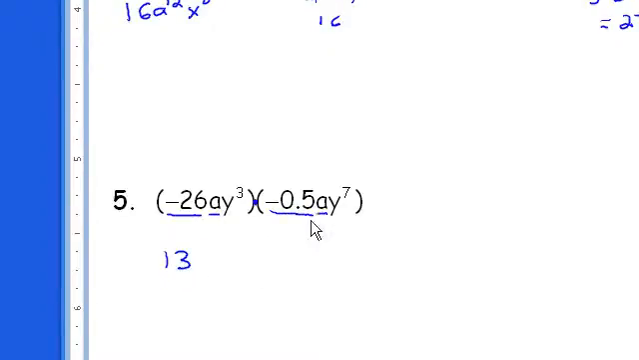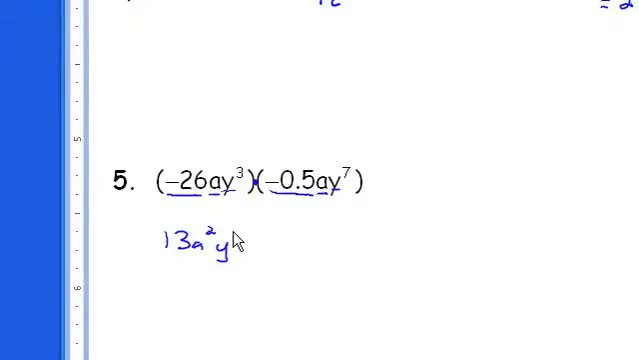A times A is A squared. Y cubed times y to the 7th is y to the 10th. We add them. Power times a power, you add them. We did not multiply them. There were no power to a power rules in here. Let's move along to number 6.